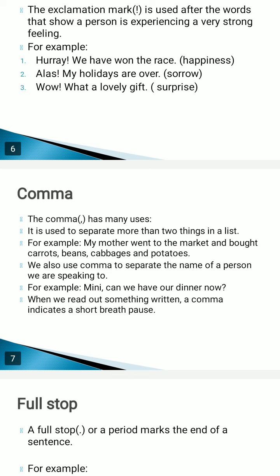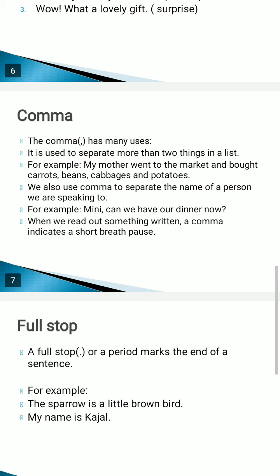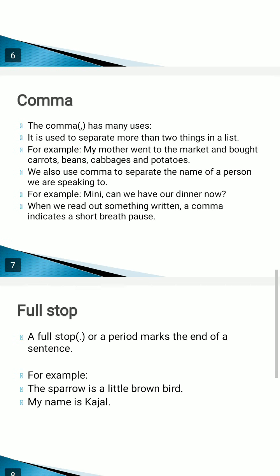So next is comma. Comma has many uses. Comma is used in many places, like it is used to separate two or more things. When we are having a list, to separate the things of a list, you will use comma. For example, my mother went to the market and brought carrots, beans, cabbages and potatoes. Now there is a list of the vegetables, so we have separated all the names of vegetables with the help of commas.